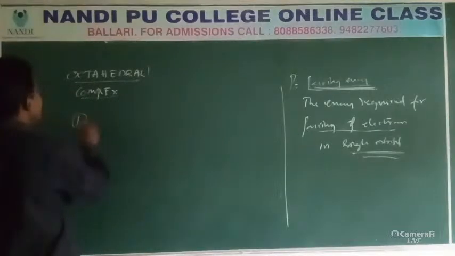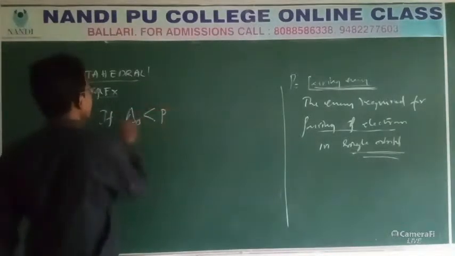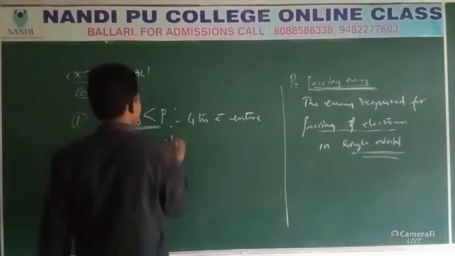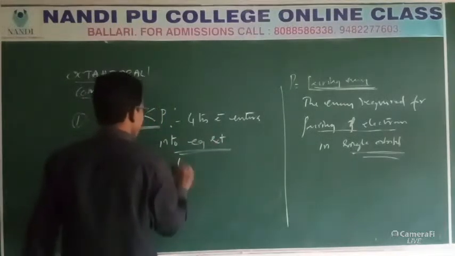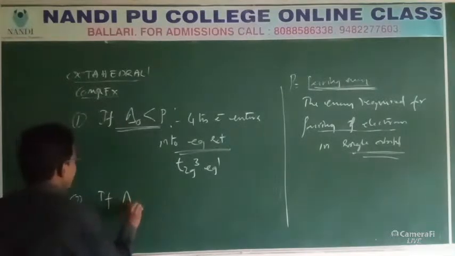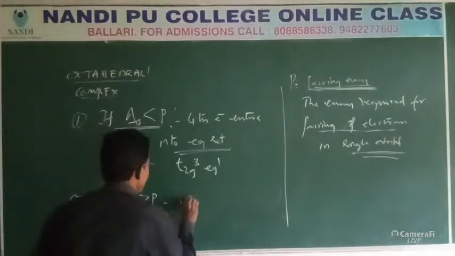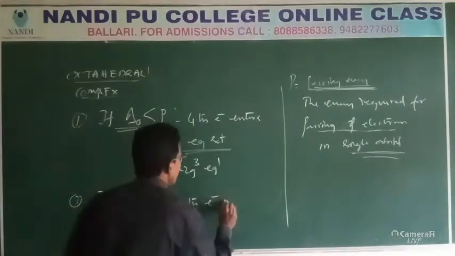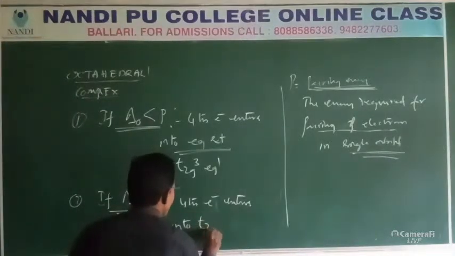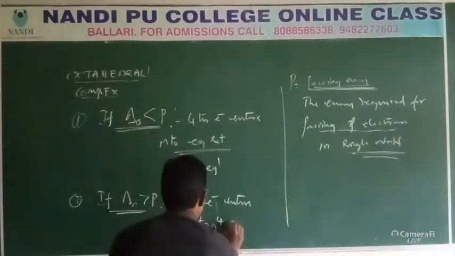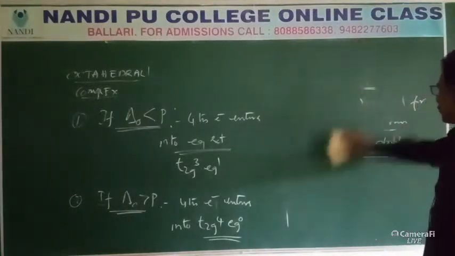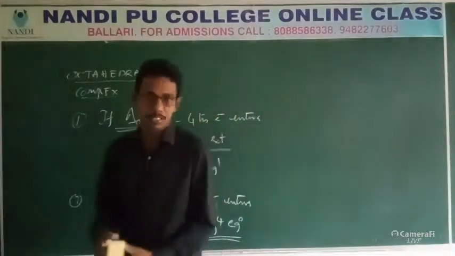Here two cases, children. Case 1: if delta O is less than P, the fourth electron enters into the EG set, therefore T2G 3, EG 1. Second probability: if delta O is greater than P, the fourth electron enters into T2G and is paired. Finally it is T2G 4, EG 0. So finally the pairing depends on the relation between delta O and P. What is the relation?